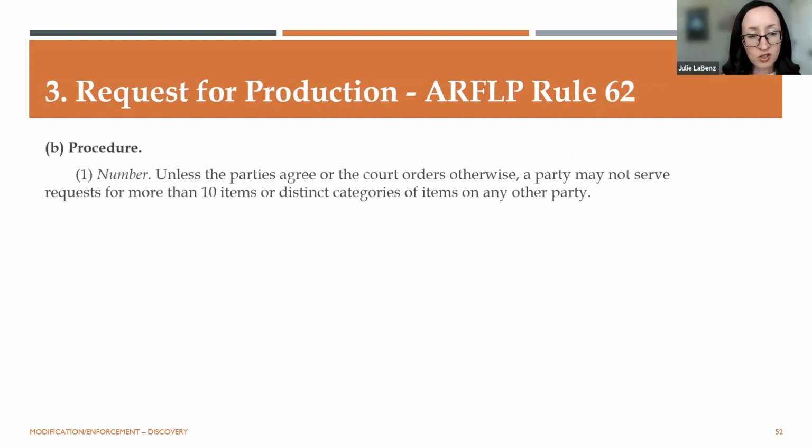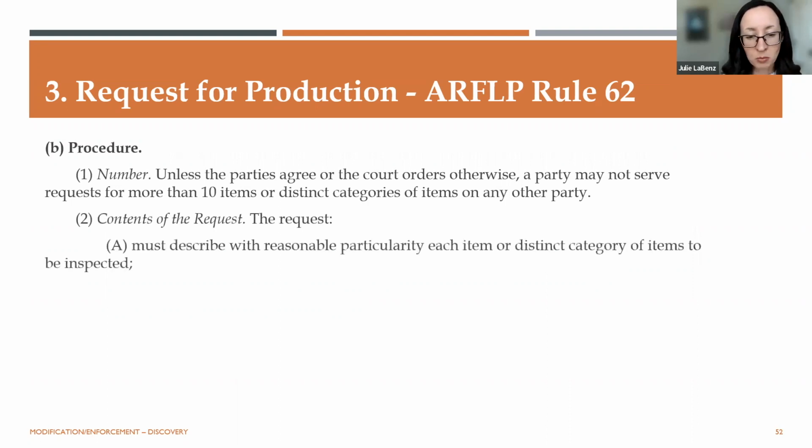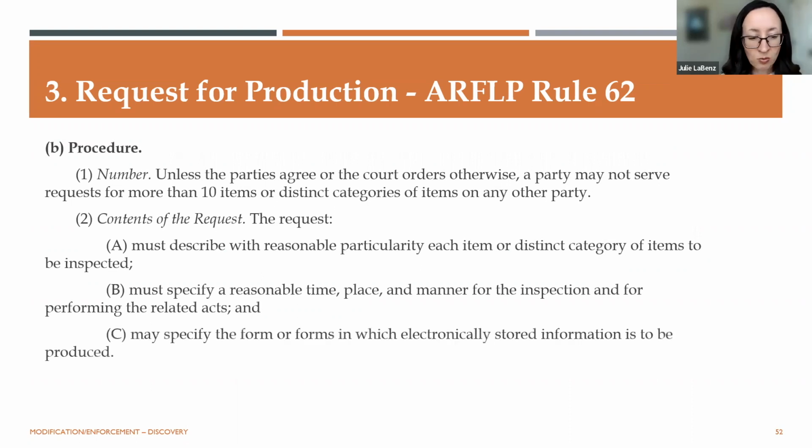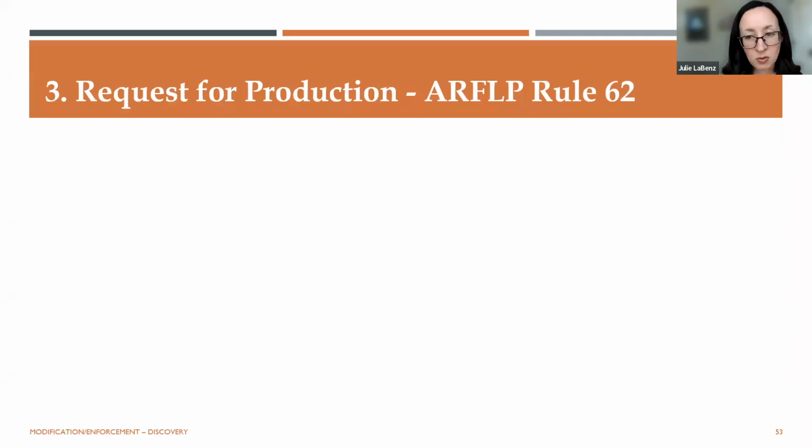You can request up to 10 items or distinct categories of items, and you must describe with reasonable particularity each item that you want to inspect or have be produced. You need to specify the time, place, and manner for an inspection if you're asking for an inspection. And you may specify the form or forms in which electronically stored information is to be produced.